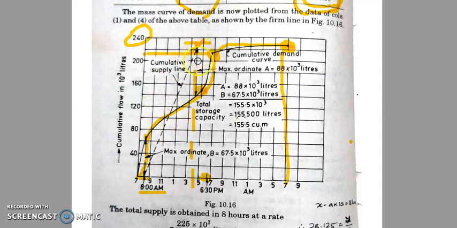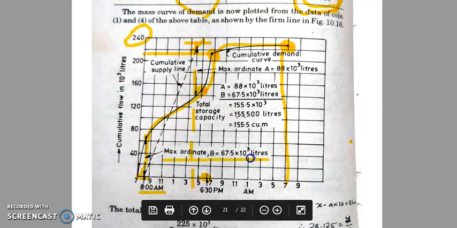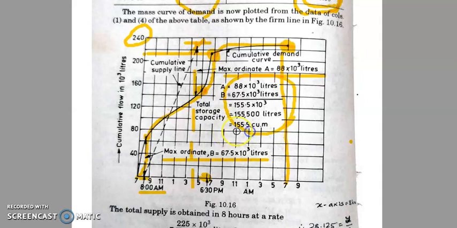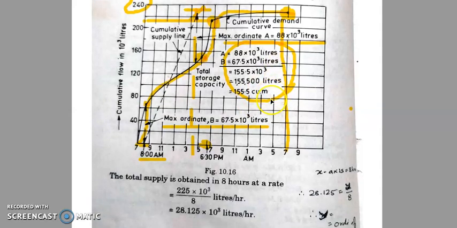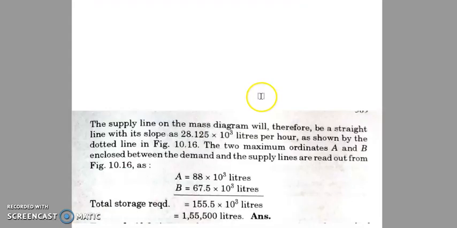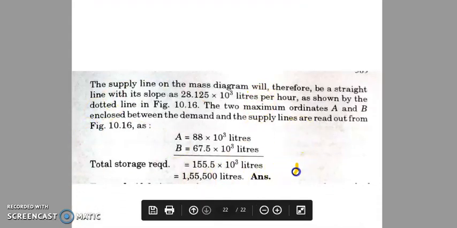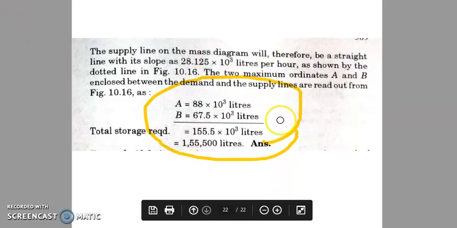Then again you take the highest ordinate here, and the highest ordinate here. So the maximum ordinate B equal to 67.5 you will get according to the graph. The maximum ordinate here is A, 88.83. So add both of them, and you will get 155.5 into 10 raised to 3 liters. Convert it into meter cube by dividing by 1000. So 155.5 meter cube is the total storage capacity. This is how we are going to solve the problem when the pumping is not done for 24 hours. So that is how we are going to calculate. Okay. Thank you.